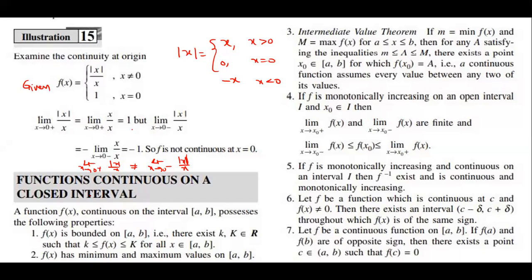Okay. See, dear students, functions continuous on a closed interval. We will briefly discuss this later. See, a function f of x is continuous on closed interval a comma b. Case 1. f of x is bounded on closed interval a comma b. There exists k comma capital K belongs to R such that k less than or equal to f of x less than or equal to K for all x belongs to a comma b.